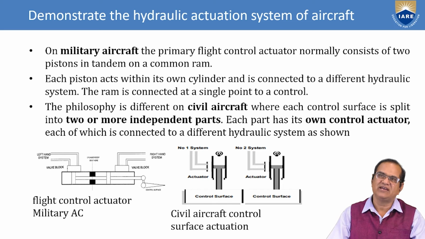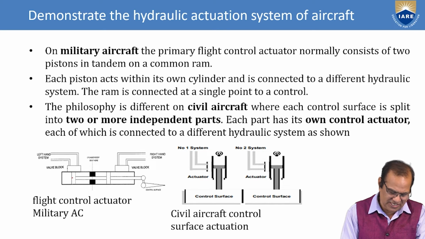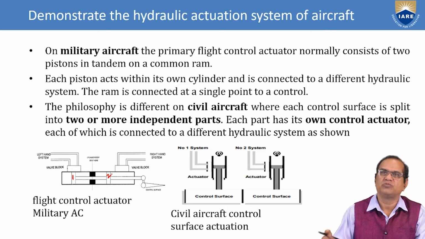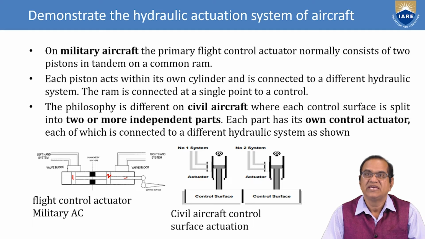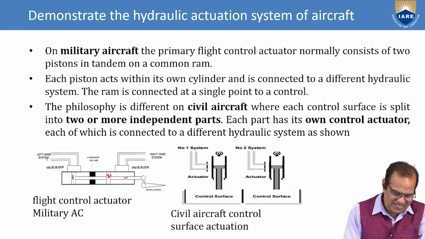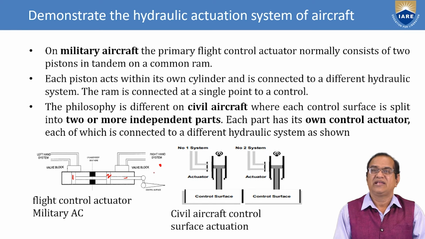So here the methodology of the military and the civil aircraft is different. On the military aircraft, the primary flight control actuator normally consists of two pistons. You can see here this is the one piston and this is the second piston on a common line, the common shaft here. Each piston acts within its own cylinder and is connected to a different hydraulic system. You can see here the left hand system and here the right hand system. The ram is connected at a single point to a control.